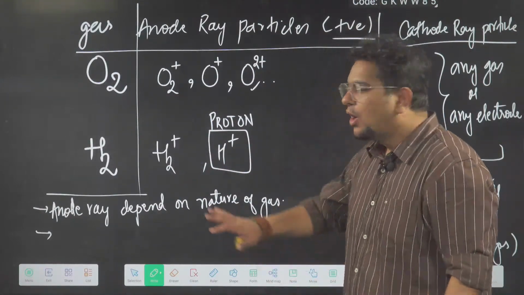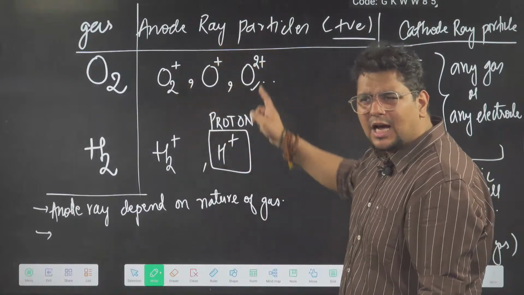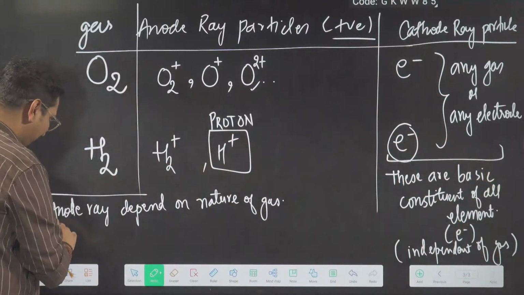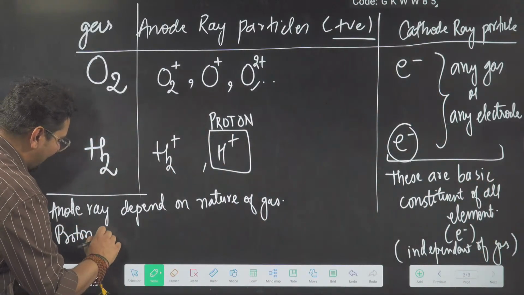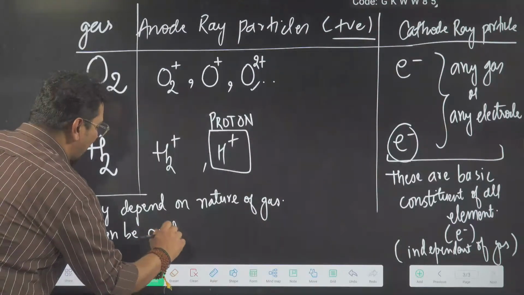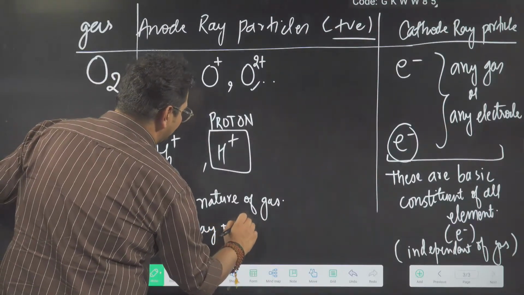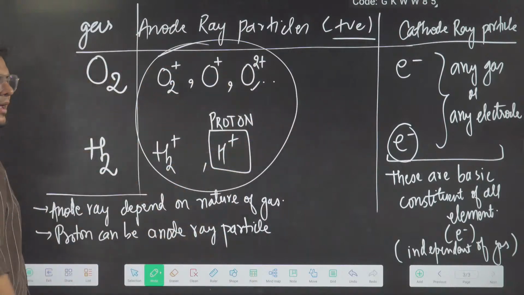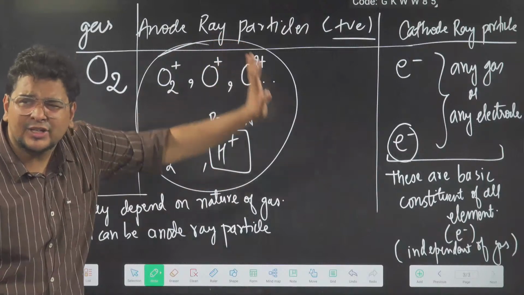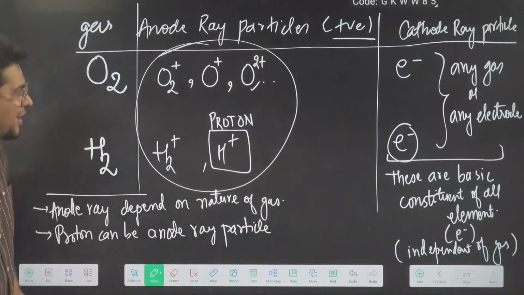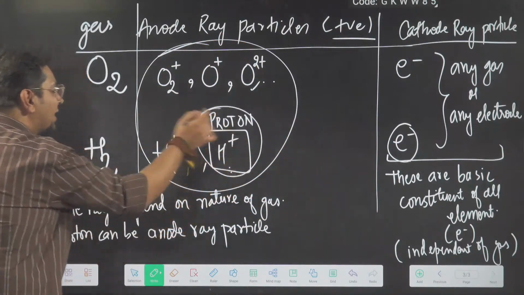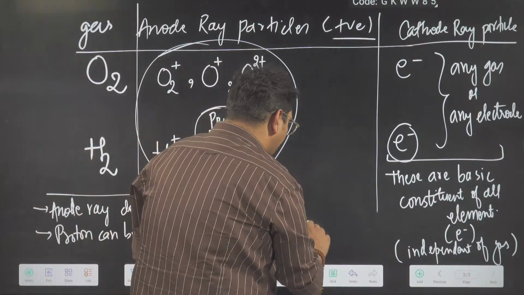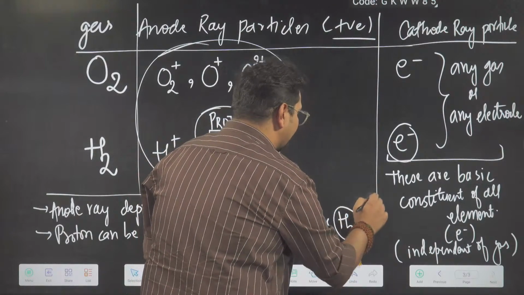So tell me, all the anode ray particles are protons? No. But proton can be anode ray particle. All these anode ray particles are not proton, they are all gaseous cations. But proton can be one of the anode ray particles, if the gas is hydrogen.